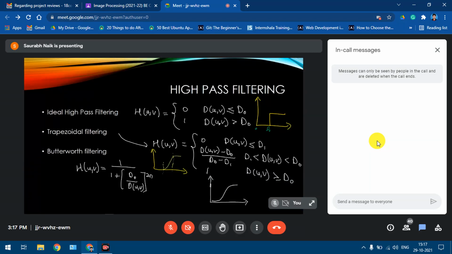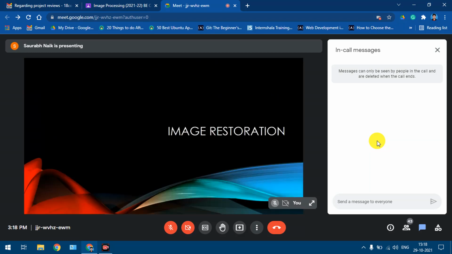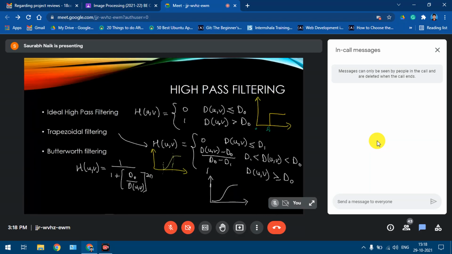Then come your trapezoidal filters, where instead of just cutting off, the edge is slowly decreased, so it becomes a line. And finally the Butterworth filter, which is like the flipped version of the Butterworth low pass filter. The equation is the same, just the polarity changes, the minus sign comes into the picture, that's it. We'll see each of these equations in class also.